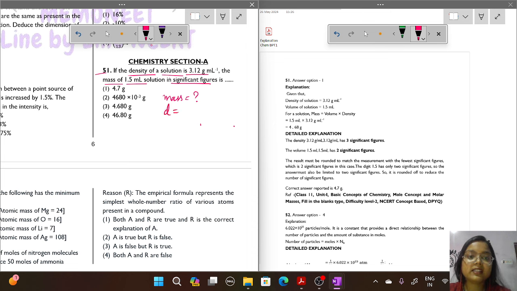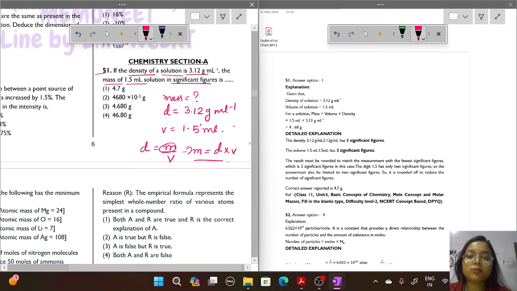The density is given in the question as 3.12 gram per ml and the volume is also given as 1.5 ml. Okay. We have to find out the mass. That too mass should be in proper significant figures. Okay, so it is easy. We just have to put the formula for density. So we know that density is equals to mass by volume, and we have to find out the mass, which means that mass equals to density into volume.